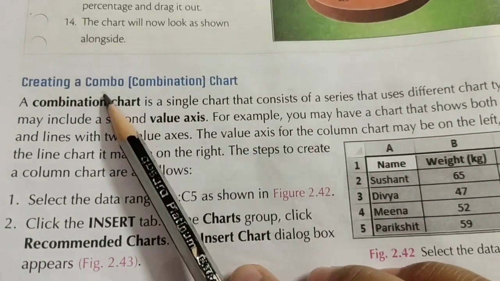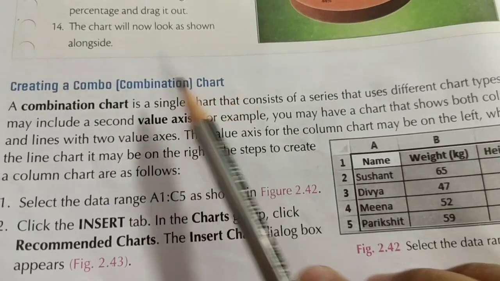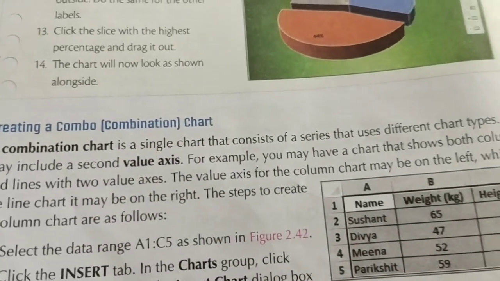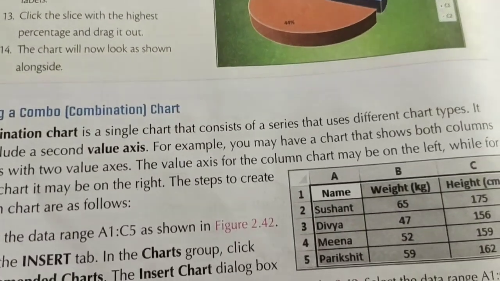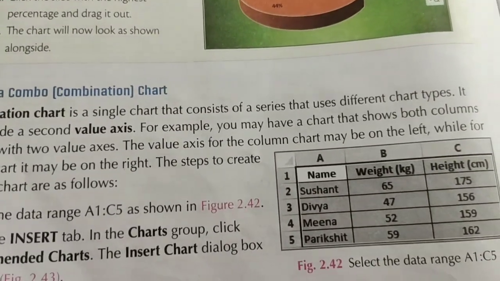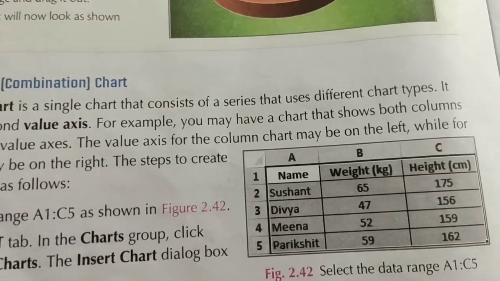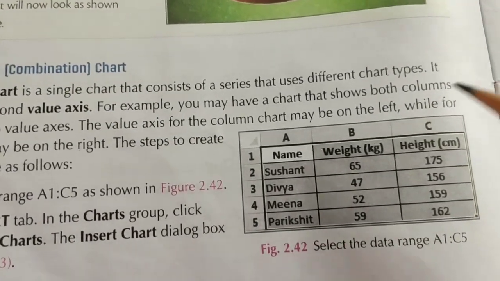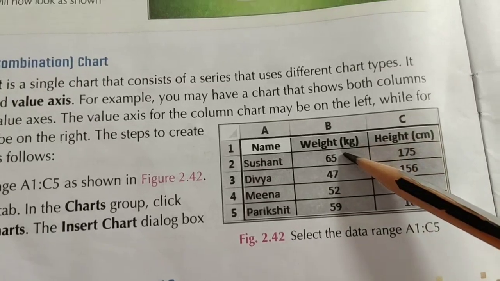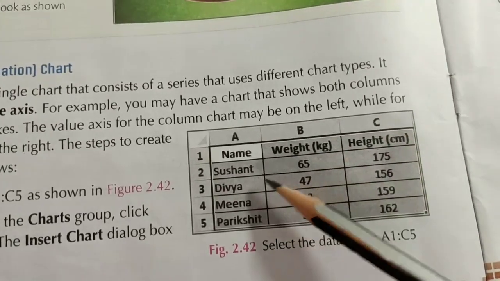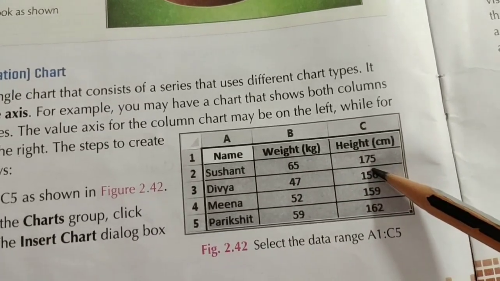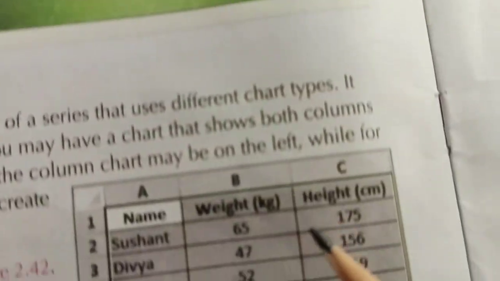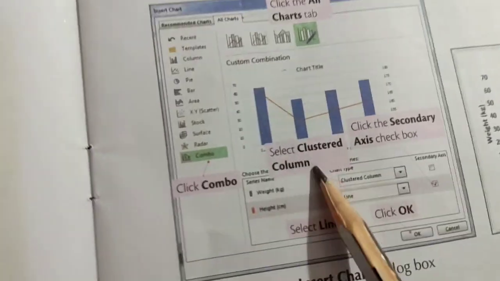Now comes creating a combination chart, which we all call a combo chart. This combo chart is where, in a single chart, you will get different chart types. Now you see this is the table, weight and height. Sushant's weight is 65 and his height is 175. Now I will show you here, this is the table and this is the chart.